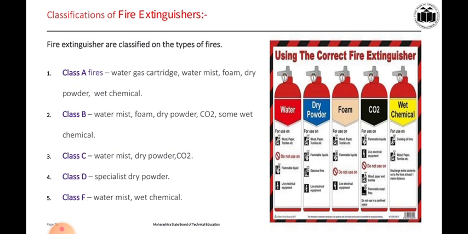Class C: water mist, dry powder, CO2. What comes under Class D? Specialized dry powder. Class F: water mist, wet chemicals. Here on the right side of the screen you can observe using the correct fire extinguisher.